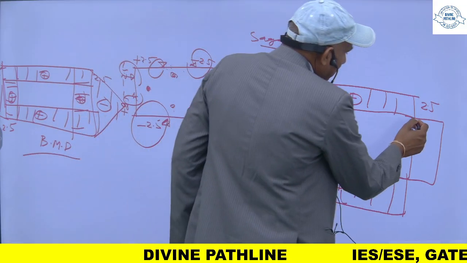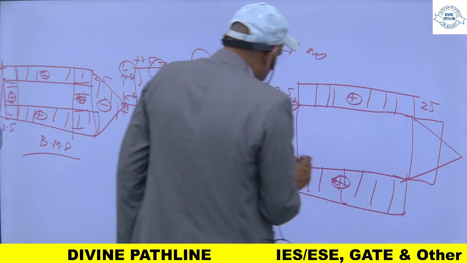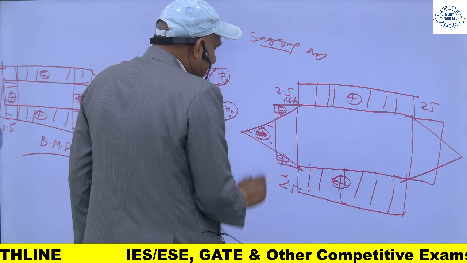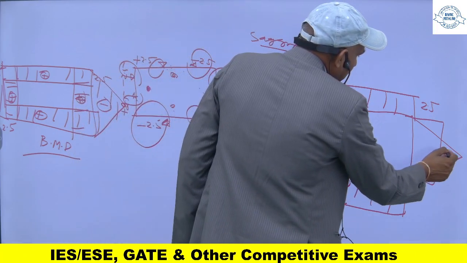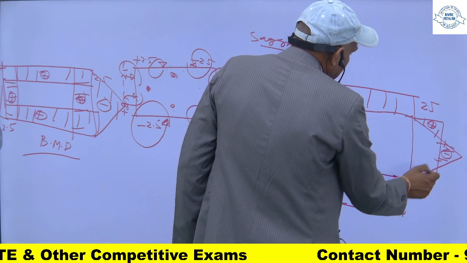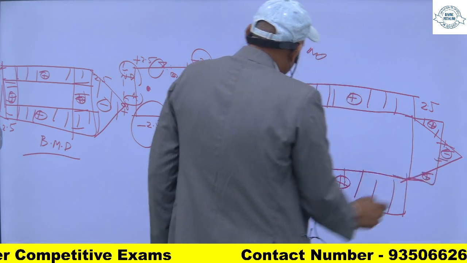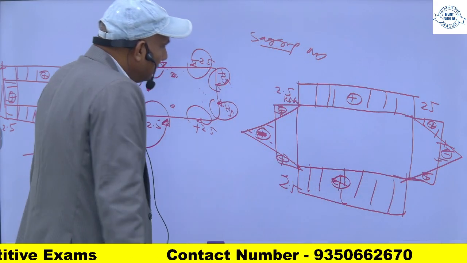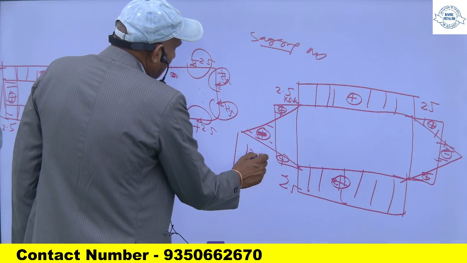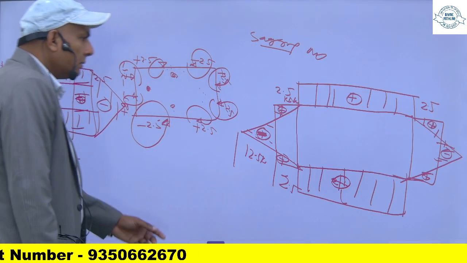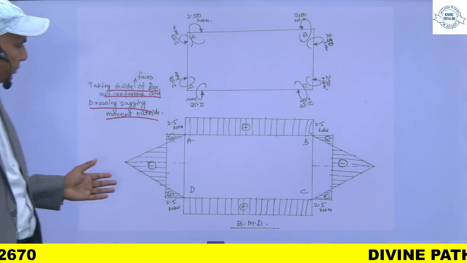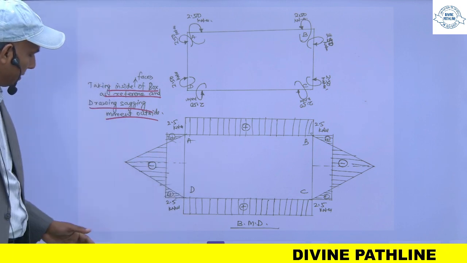Oh, this is negative. This is positive. Since it is sagging, this will be negative. It is hogging. This is positive. So this will be 15 minus 2.5. So it will be 12.5 kilonewton meter. So this is my bending moment diagram. So this way you can draw it.